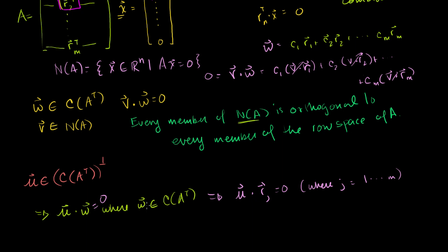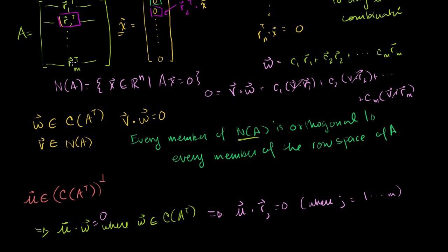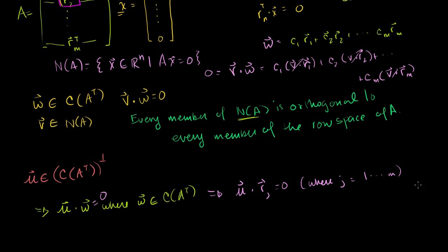How do I know that? Well, I'm saying that you take U as a member of the orthogonal complement of the row space. So that means U is orthogonal to any member of your row space, in particular the basis vectors of your row space. We don't know whether all of these guys are basis vectors, but these guys are definitely all members of the row space. Some of them are actually the basis for the row space. So if you take U dot any of these guys, it's going to be equal to 0. So that means that U dot R1 is 0.